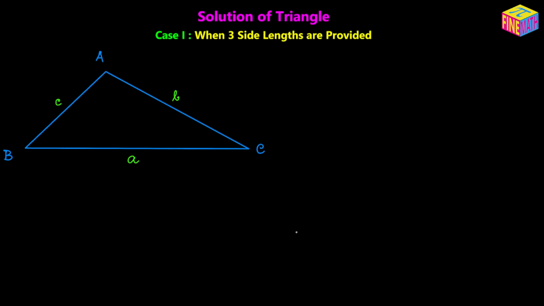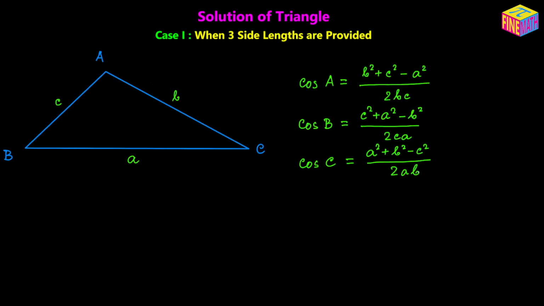So assuming that we know the values of a, b and c, how are we going to find out the interior angles? For that we can easily use the cosine law. And what is the cosine law? The cosine law is like this. Cosine of A is equal to b squared plus c squared minus a squared over 2bc, and cosine of B is equal to c squared plus a squared minus b squared over 2ca, and cosine of C is equal to a squared plus b squared minus c squared over 2ab.